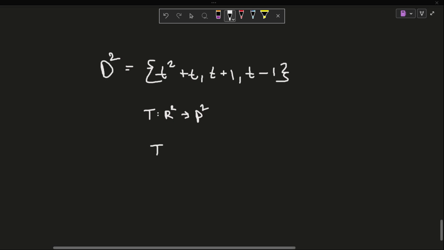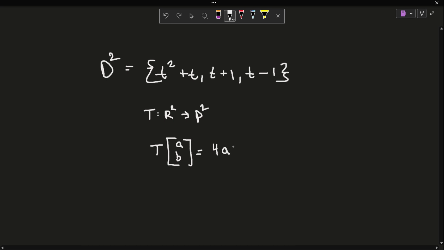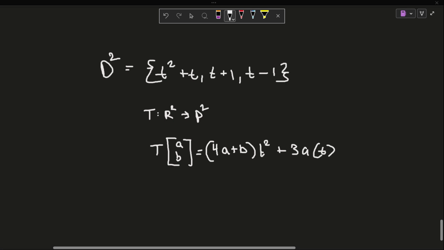Our transformation is going to be, for some vector AB in R2, we're going to take 4 of A, add that to B, and multiply that all by t squared, plus 3A t, plus 2A minus B. So this is our transformation here.